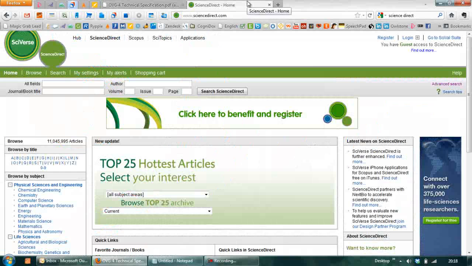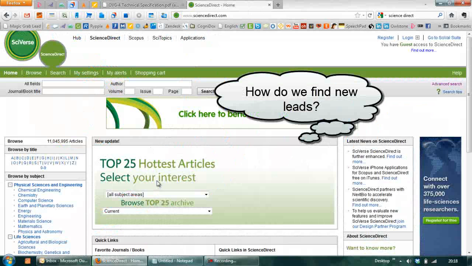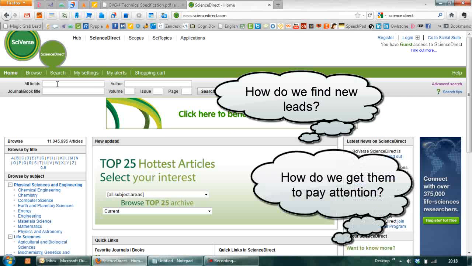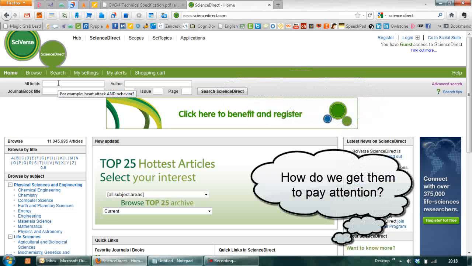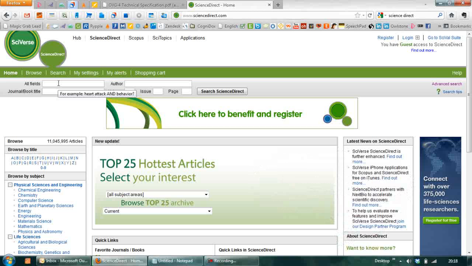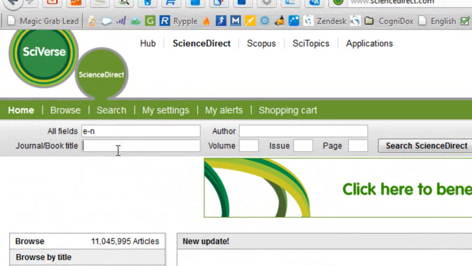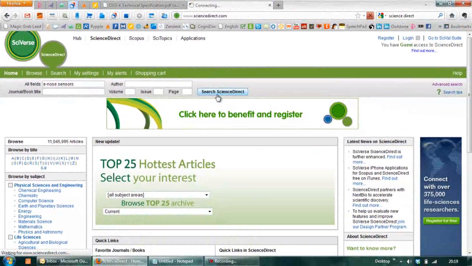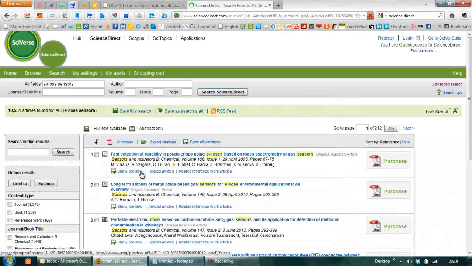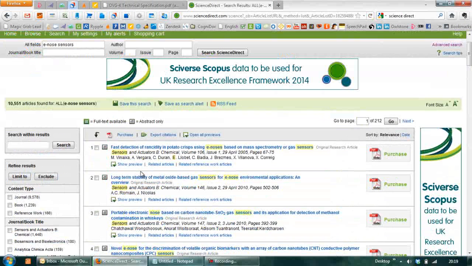So this makes us ask the question, how do we find high quality leads and how do we get them to pay attention? Now luckily, universities and research groups tend to publish their work, and in doing so they identify both themselves and their interests. I know that people who develop electronic nose sensors have bought OVGs in the past, so I can search for other people who've published in the area to see if they may also be interested as well.